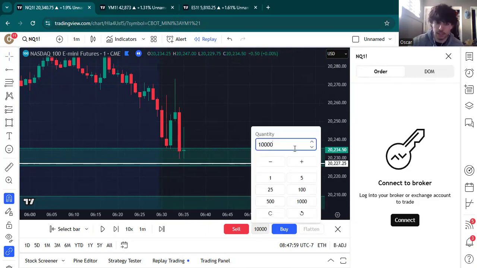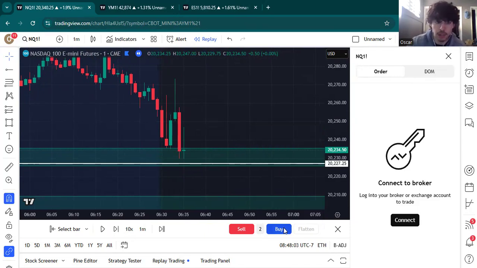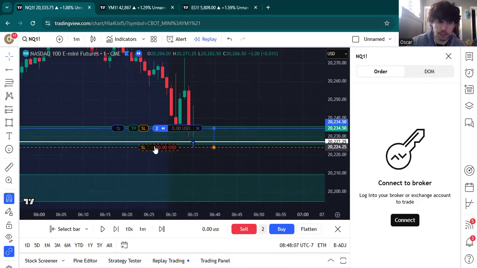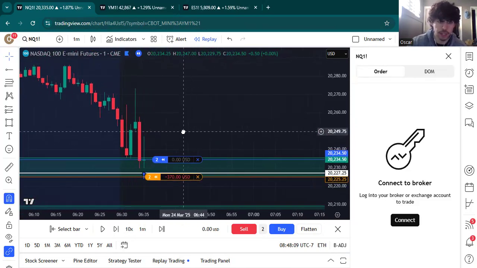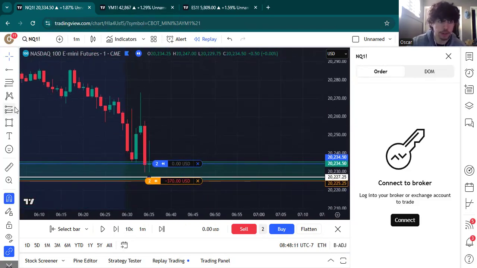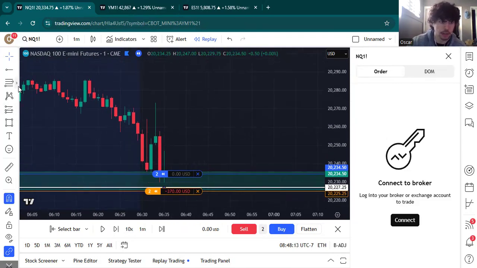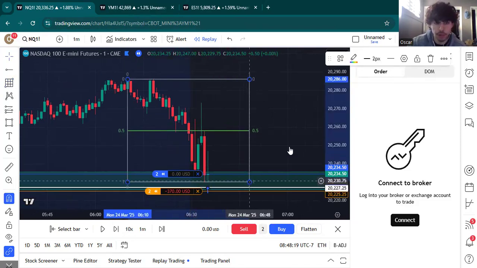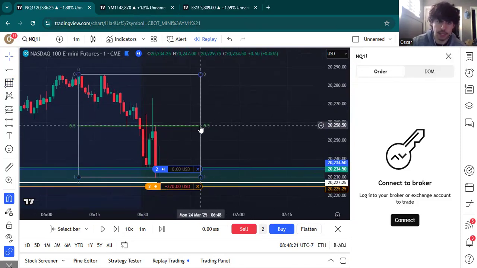I don't know why this is 10K, but I traded two cons. I took a buy. I set my stop loss right below this fair value gap, the 15-minute fair value gap. I also drew out my GAN box. We were in a discount, so this was the perfect time for me to get into an entry.